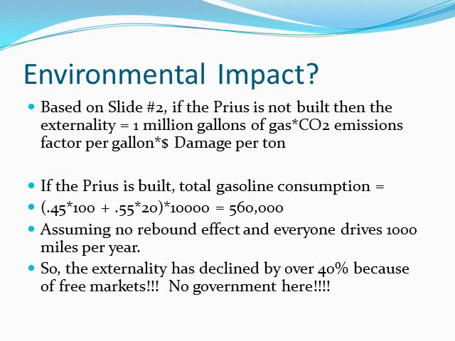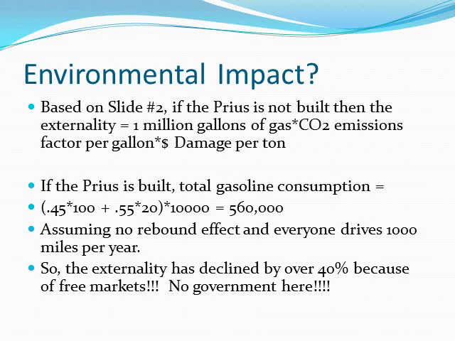So let's calculate the environmental impact and wrap up. If the Prius is not built, we showed on slide 2 that this society would consume 1,000,000 gallons of gasoline. If the Prius is built, 45% of the population will continue to drive that Hummer and need 100 gallons per year. The other 55% of the population, to drive 1,000 miles in a Prius that achieves 50 miles per gallon, will only buy 20 gallons of gasoline.